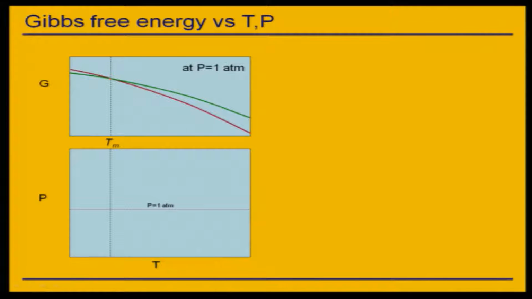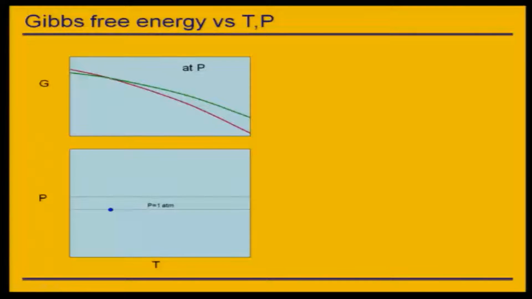So, I could see that this temperature Tm vertical line cuts the pressure line at a point, and this point is given by a blue dot. Now, this is 1 atmospheric pressure; if I change the pressure, what will happen? Suppose I have a pressure P, higher than atmospheric pressure, as shown here. Then the free energy curves will change a little bit.